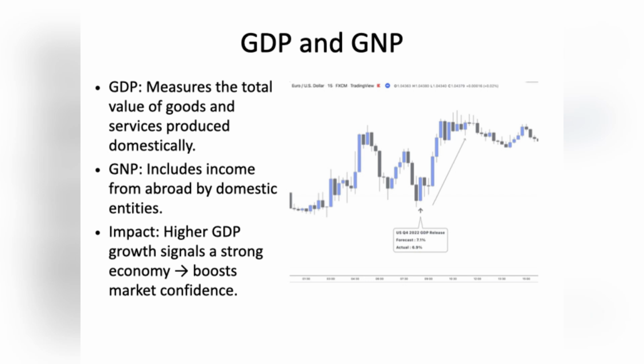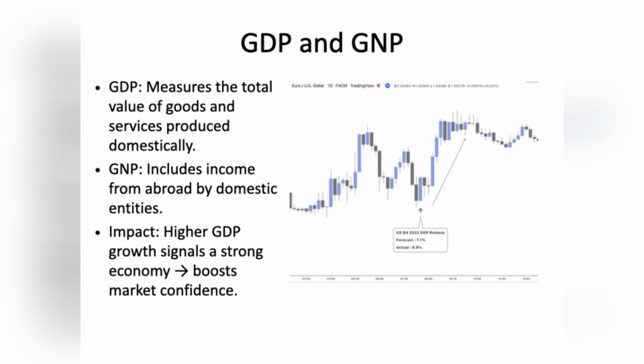Gross national product is similar but also includes income earned by domestic residents from overseas investments. The key takeaway is that higher GDP growth signals a strong, expanding economy, which naturally boosts market confidence. You can see a real example here from a 2022 U.S. GDP release, where the actual figure came in below forecast, causing the dollar to depreciate against the euro.